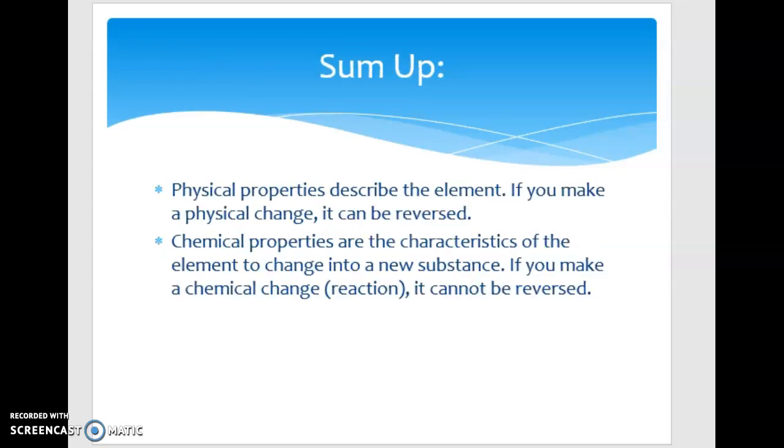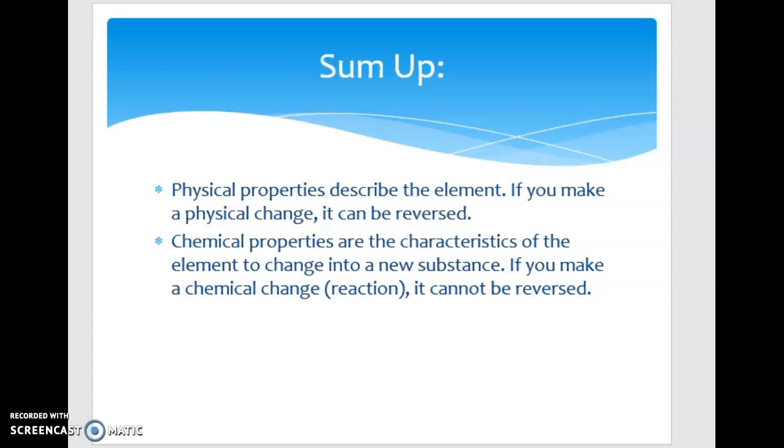So to sum it all up, physical properties describe the element. It is what you observe. And if you make a physical change, it can be reversed. Chemical properties of elements are the characteristics that allow the element to change into a new substance. And if you make a chemical change or if it reacts, it cannot be reversed.